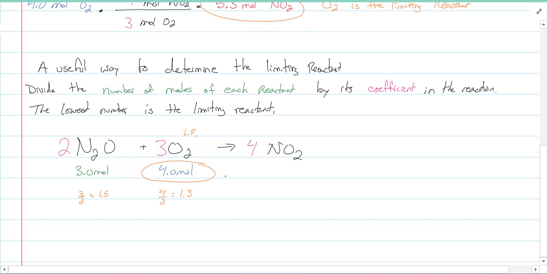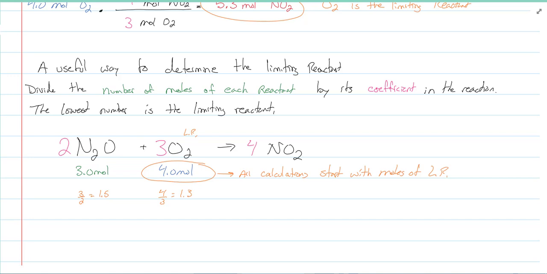Now, all calculations start with moles of limiting reactant, because that governs how much is required, how much is produced, everything. And then what I'll do is draw a line through these. We don't want to use those. We just want to use the 4 moles.